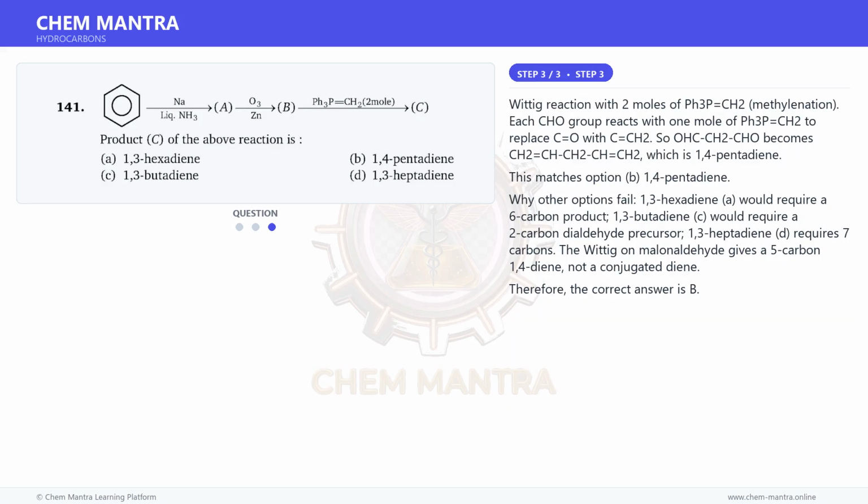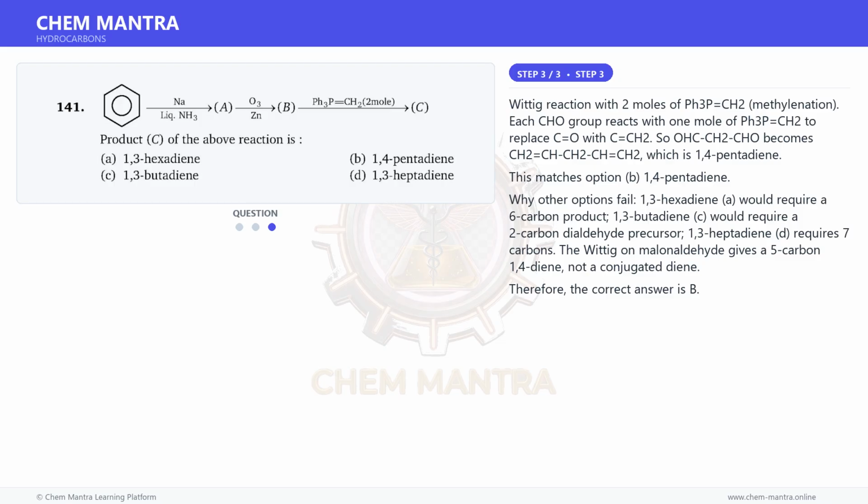And for the final step, Wittig reaction with 2 moles of Ph3P=CH2, methylenation. Each CHO group reacts with 1 mole of Ph3P=CH2 to replace C=O with C=CH2. So OHC-CH2-CHO becomes CH2=CH-CH2-CH=CH2, which is 1,4-pentadiene. This matches option B, 1,4-pentadiene.